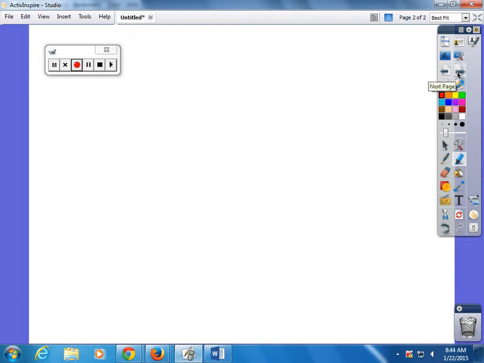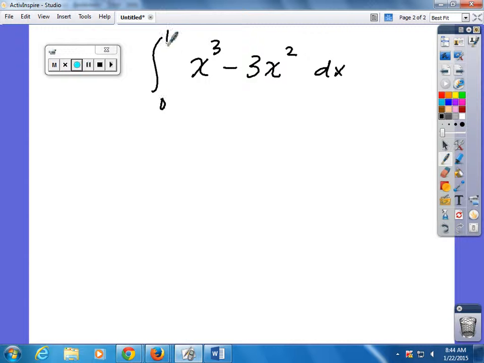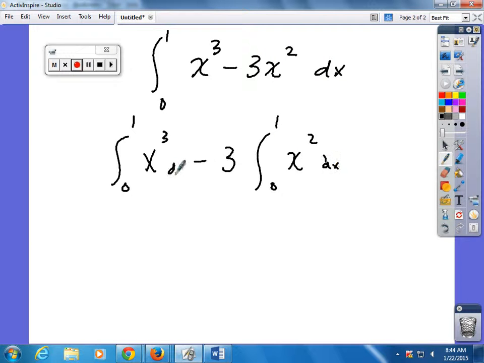The antiderivative of what? X cubed minus 3x squared dx, and from where to where? 0 to 1. Now, here's another way you could do this: you could break it up into the integral from 0 to 1 of x cubed minus 3 times the integral from 0 to 1 of x squared. You could do it that way. That's just another way of doing it.